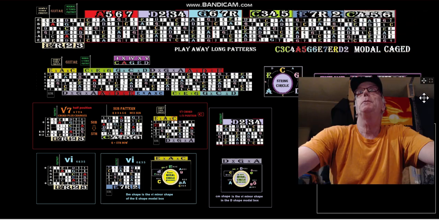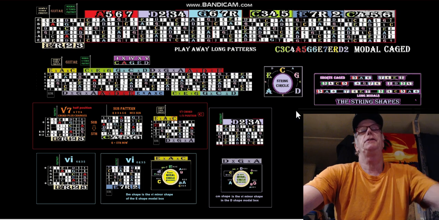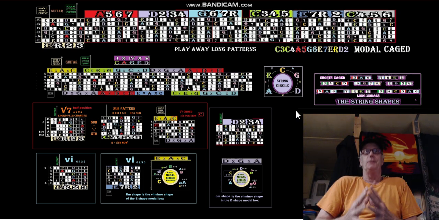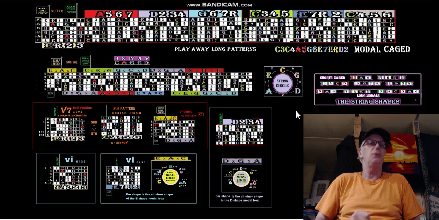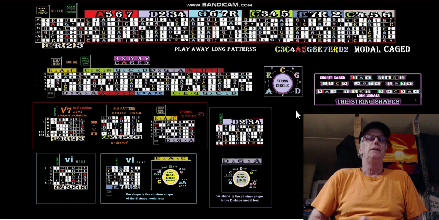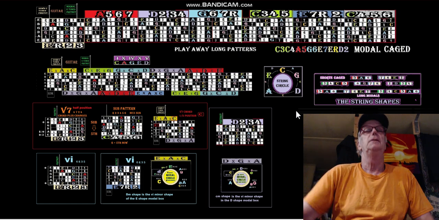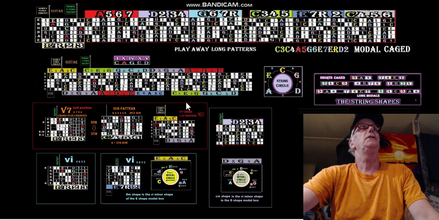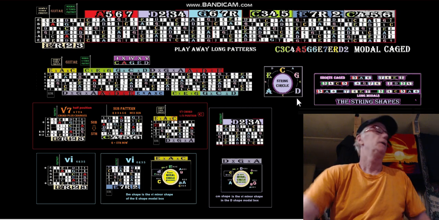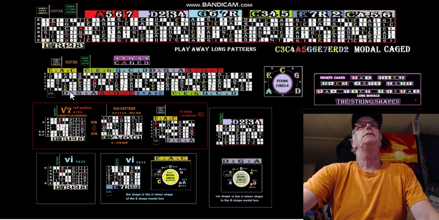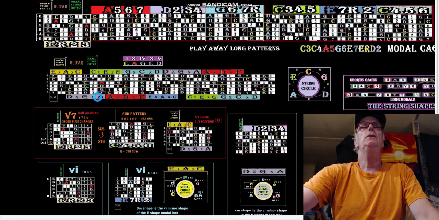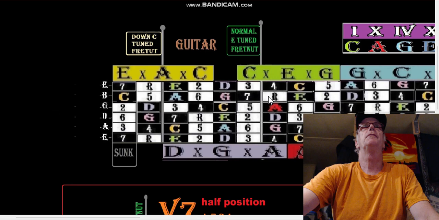Okay, well that's the open position. So what do we really need to know? Now, I know what we need to know, but I didn't know what I needed to know this morning until I set out on this particular topic. What we just played, looking at the fretboard here.